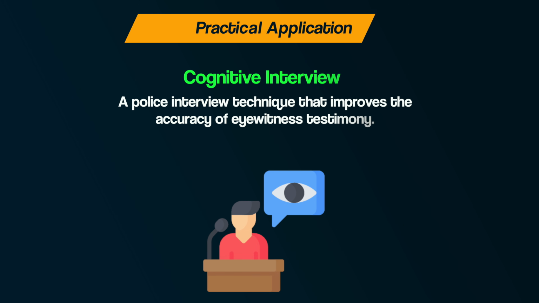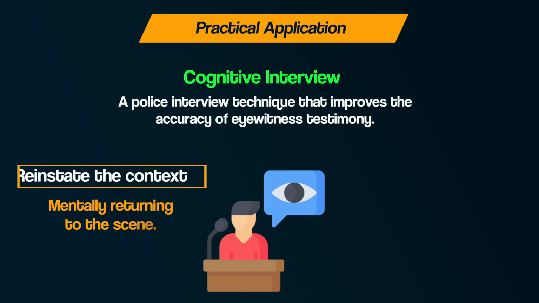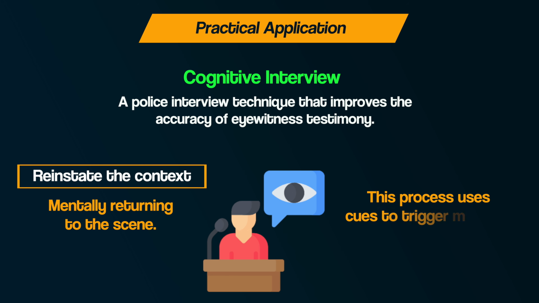One of the strengths of retrieval failure as an explanation of forgetting is that it has been applied in the cognitive interview, where eyewitnesses are encouraged to restate the context of the event by mentally returning to the scene. This process uses cues to trigger memory, enhancing recall by providing additional retrieval cues that can help overcome retrieval failure.